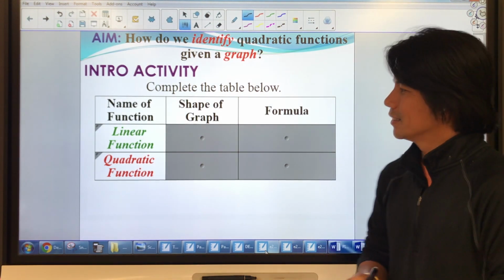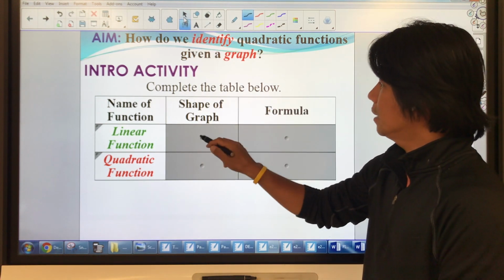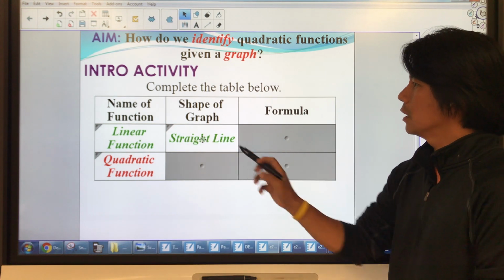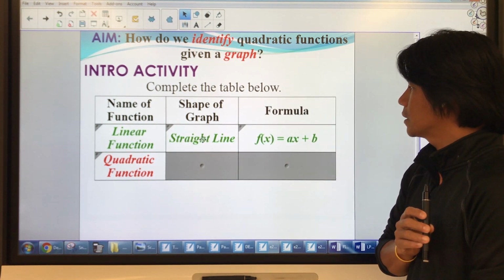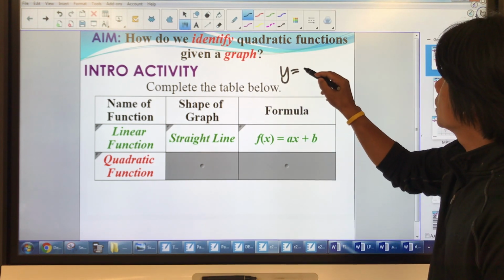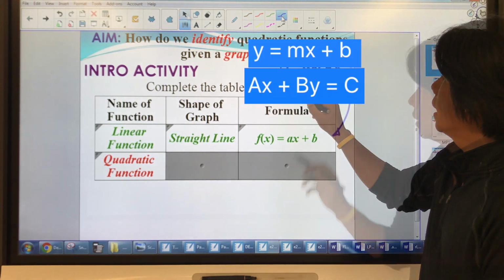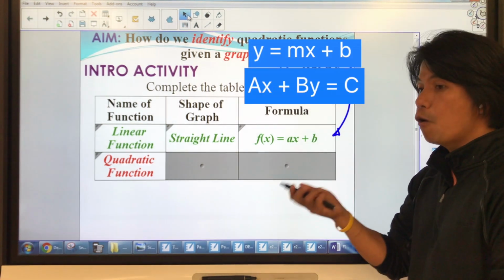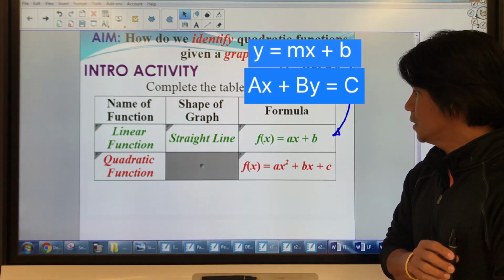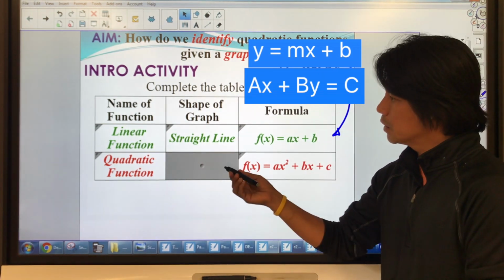Now let's check your answer. So linear function, when you graph it, it looks like what? A straight line. The formula for linear function is f of x is equal to ax plus b. Sometimes they write y equals mx plus b. The form for quadratic function that we learned in the previous video is f of x is equal to ax squared plus bx plus c.